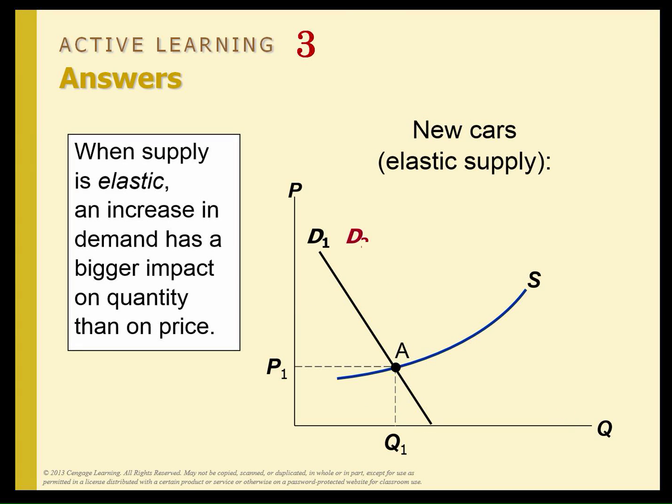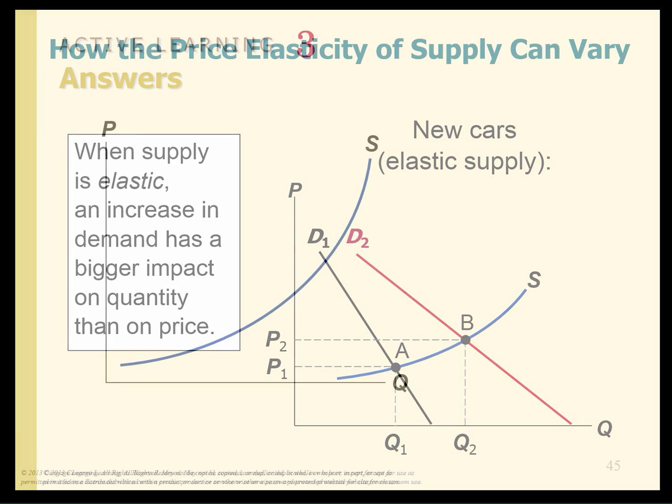But look at these new cars, all right? My demand curve slides up. The price doesn't go up a whole lot, but really, the firms just make more new cars. Does that make sense?